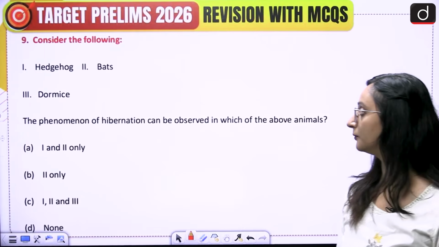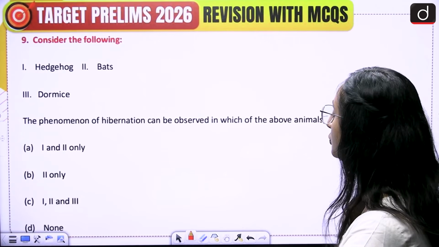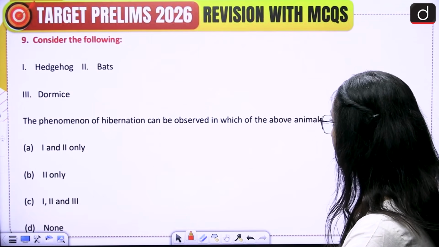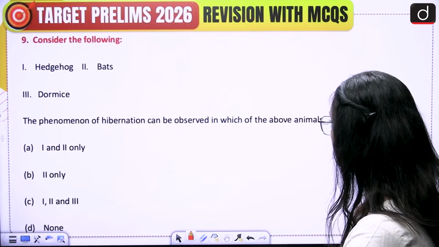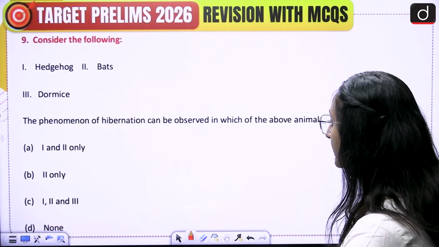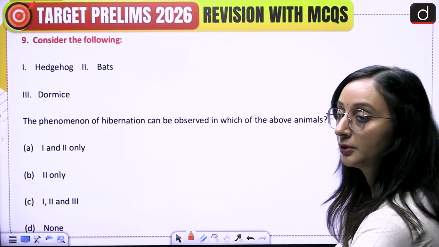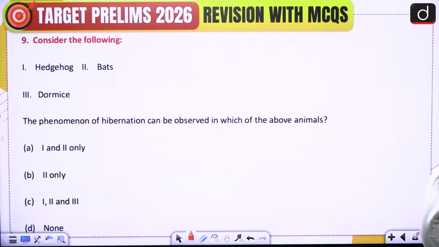Question 9. Consider the following. 1 hedgehog, 2 bats, 3 dormice. The phenomenon of hibernation can be observed in which of the above animals? A, 1 and 2 only, B, 2 only, C, 1, 2 and 3, or D, none? Please attempt this question. It's the process of hibernation.